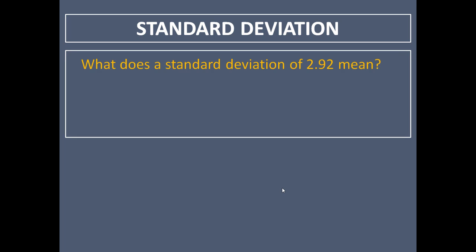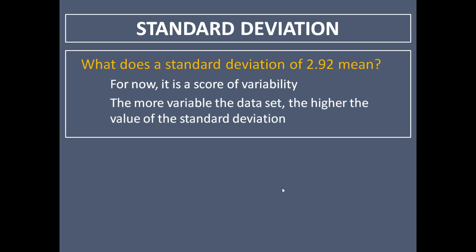Well, what does that really mean to say that we have a standard deviation of 2.92 hours? For now, all we have to know is that when we talk about standard deviation, it is a score of variability. So how spread out our data is. So if I was to compare this standard deviation to another data set's standard deviation, the one with the higher standard deviation would be more spread out. So the more variable our data set is, the higher the standard deviation.